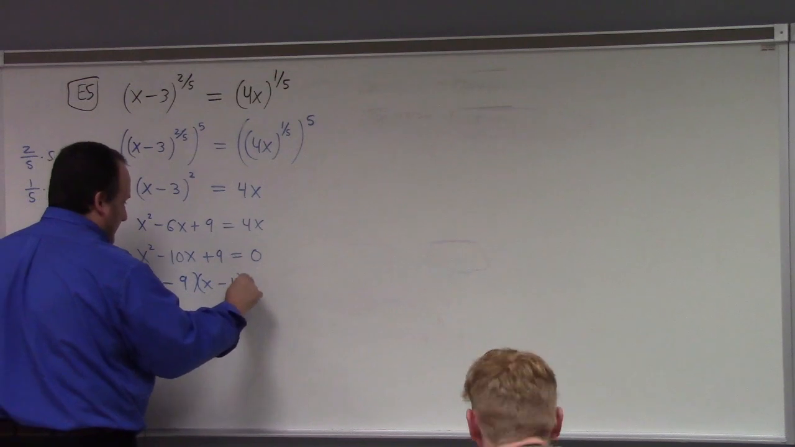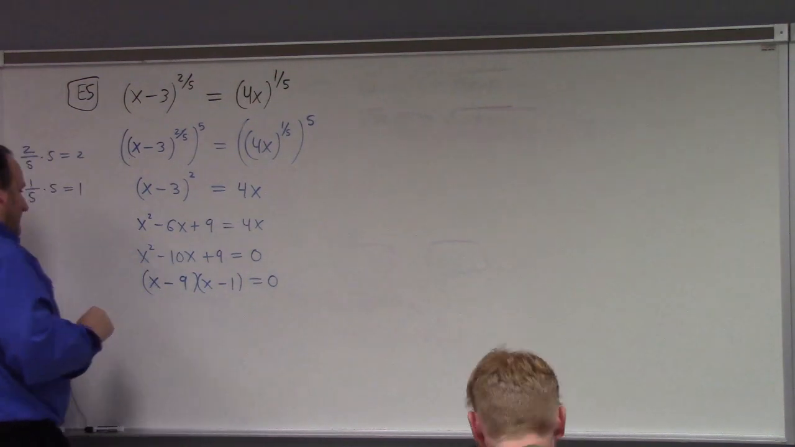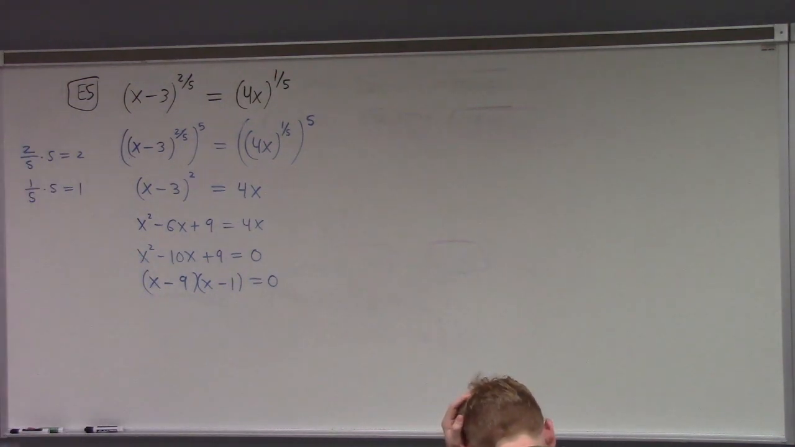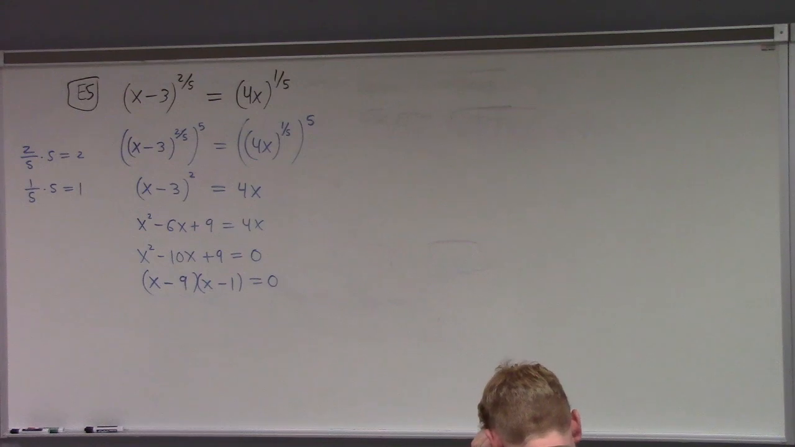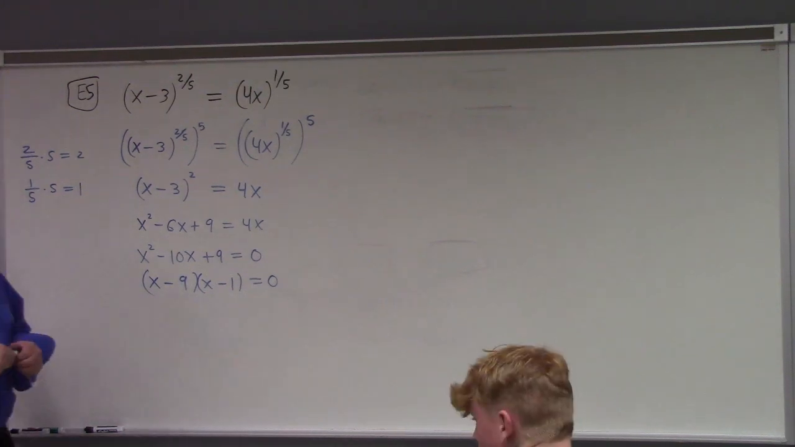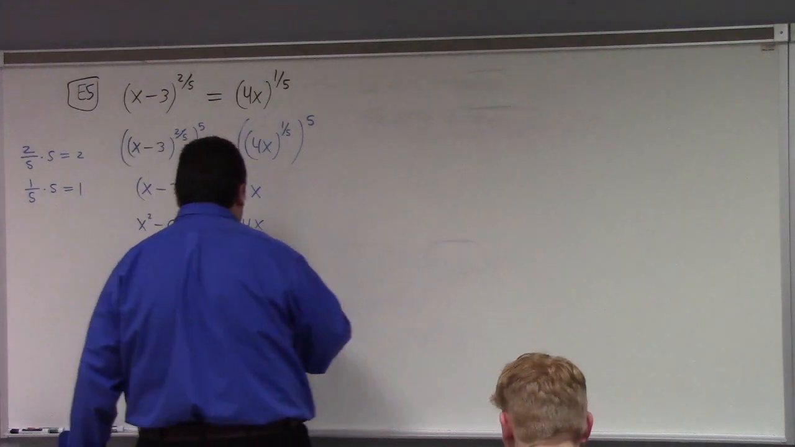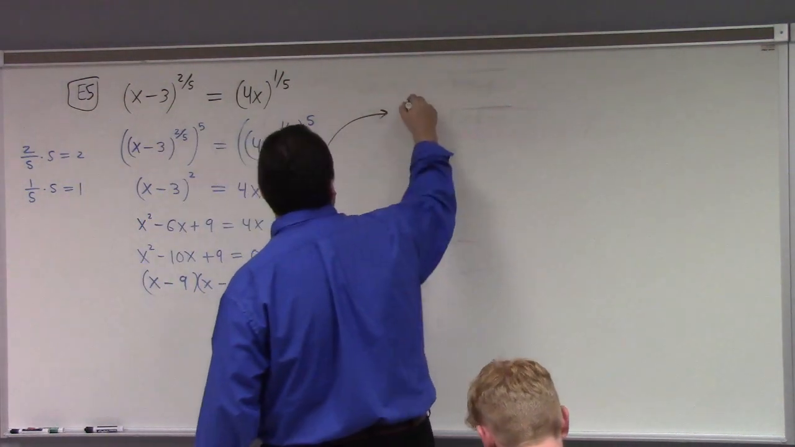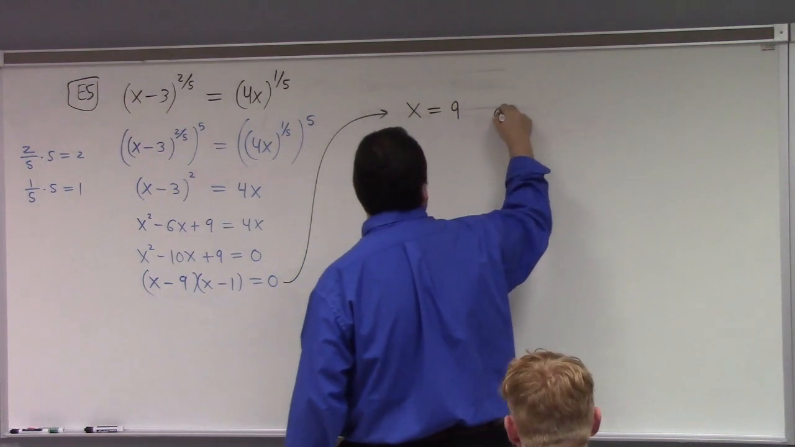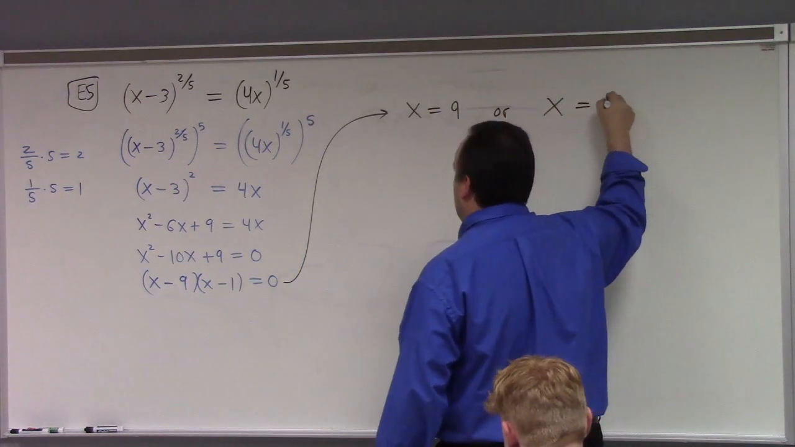Man, you know, this book is making me look bad. It makes me feel like there's no completing the square ever, right? Because they have engineered all of these problems so that the factoring is always easy, right? But this is totally artificial. This is just the book. Well, the bad news is I make up problems for the test. I don't just copy them out of the book. So x equals 9 or x equals 1.